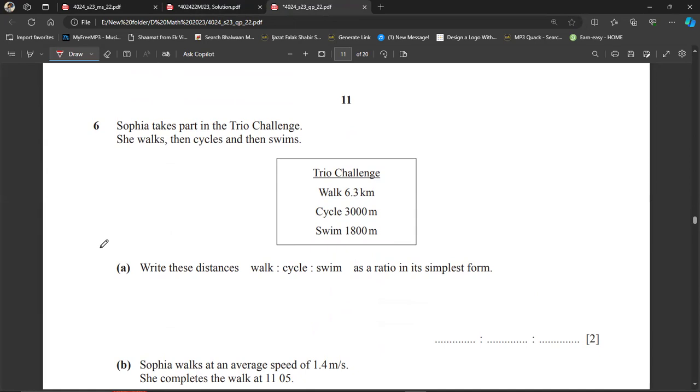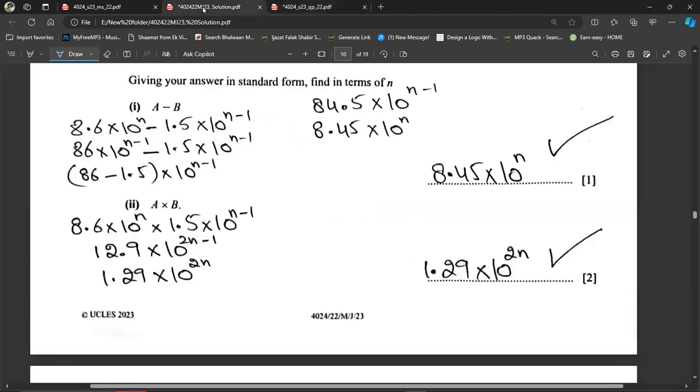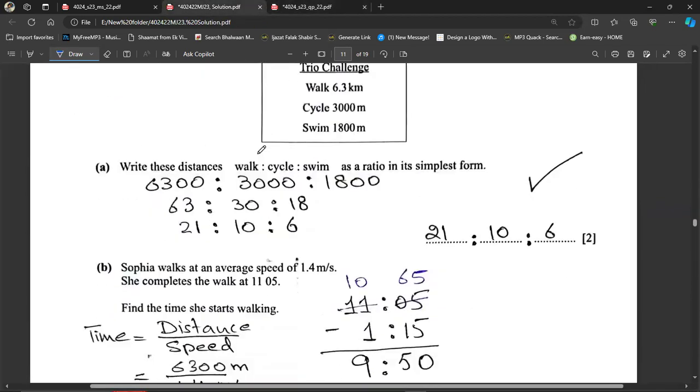You see, when you write three things in a ratio, this is important. Whenever you write things in a ratio, their unit must be the same. So the easiest thing to do here is to represent all of them in meters. So we will write 6.3 kilometers as 63,000. You will have 63,000, and cycling is 3,000, and swim is 1,800. So 63,000 to 3,000 to 1,800.